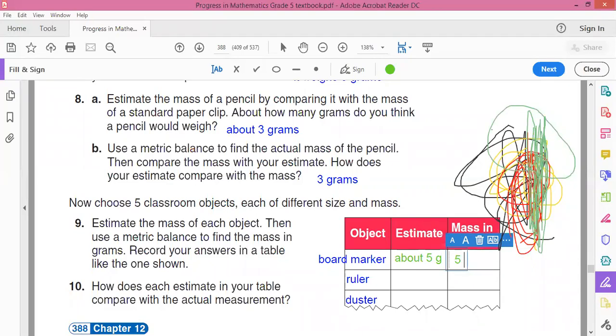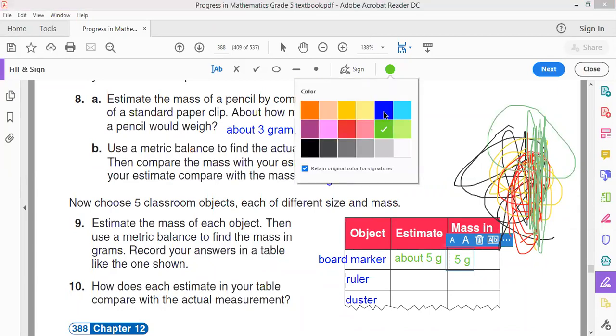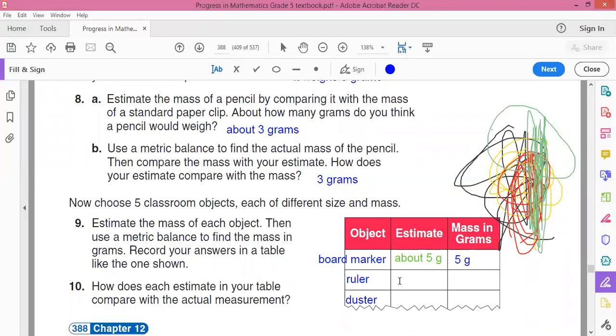Okay, you can write here 5 g. What about the ruler? Ruler, 2 grams. Ruler, 3 grams. 3 or 2, like this. Or maybe 1.5, 2.5. About 2.5 grams. About 3 grams, 3 g.